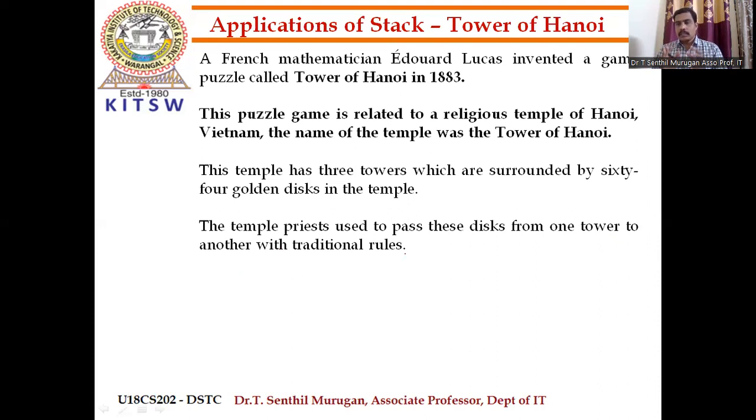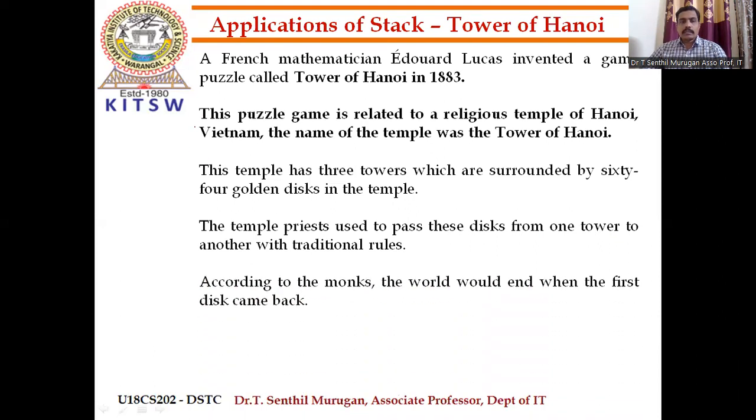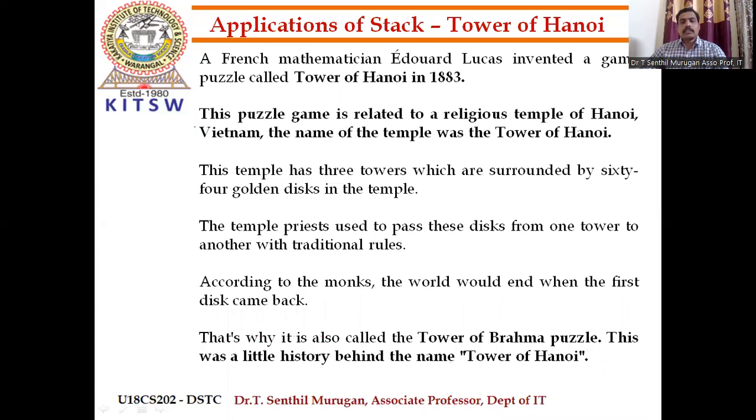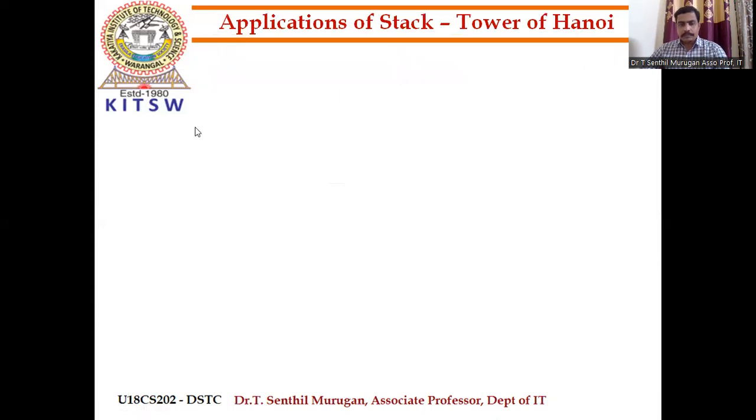There is a temple with 3 towers and 64 discs. We have to move the discs from one tower to another, with some rules and regulations for shifting the discs, following the traditional methods. If all 64 discs are shifted, and the first disc reaches the first position, the world will be over. So that's why this is called the Tower of Hanoi or Tower of Brahma puzzle. This is a little story about Tower of Hanoi.